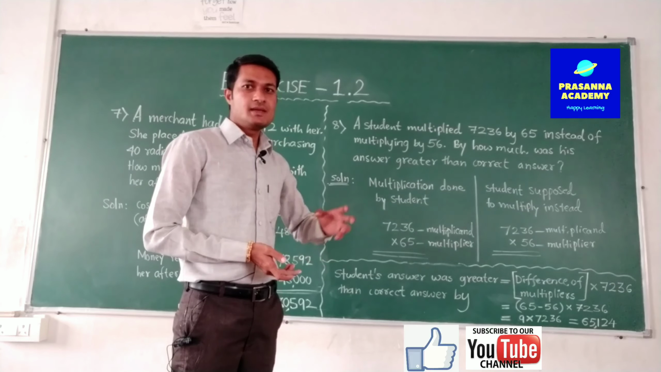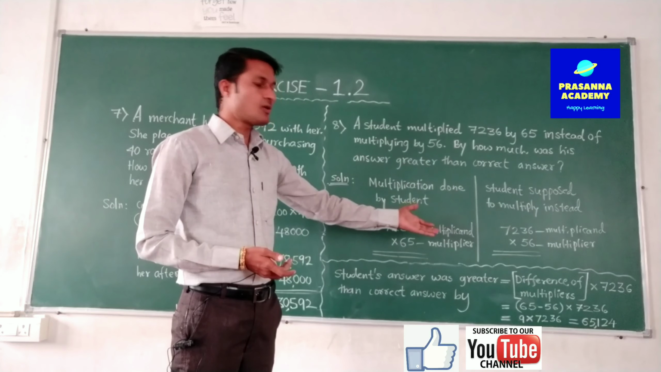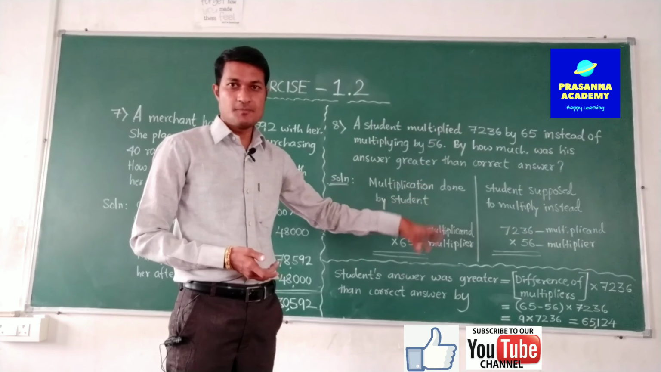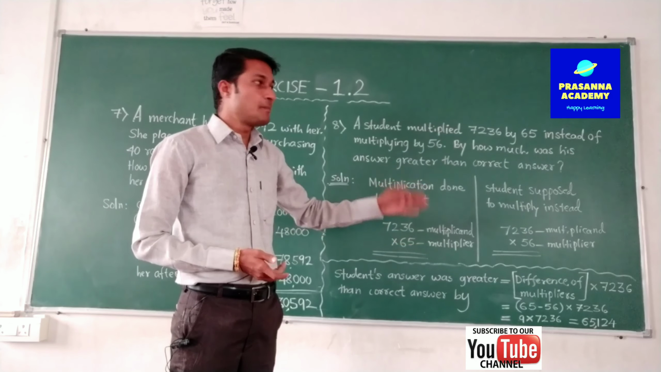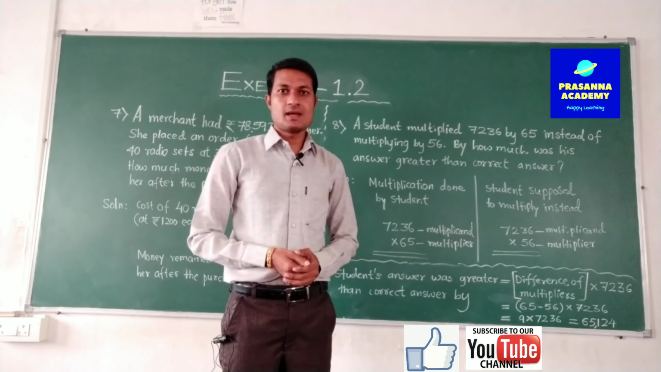Actually he multiplied by the wrong number, so that's why he has got a product, and that product is bigger than the correct answer by 65,124.